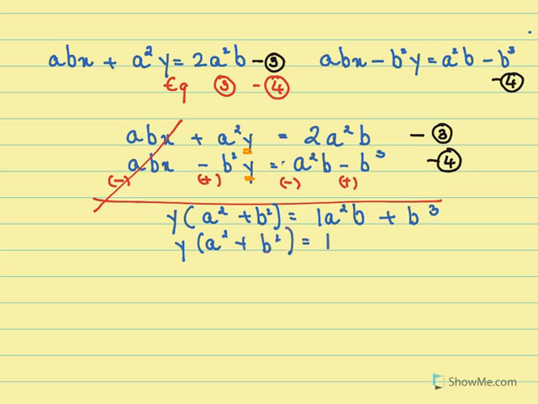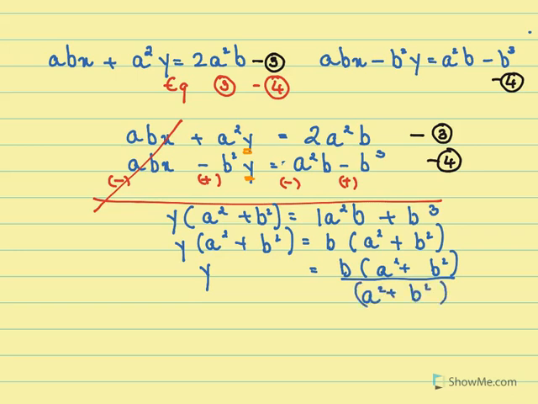Here we are going to take b common out. So what remains is a square plus b square. So y will be equal to b, a square plus b square over a square plus b square. So it cancels out. So your y is equal to b.